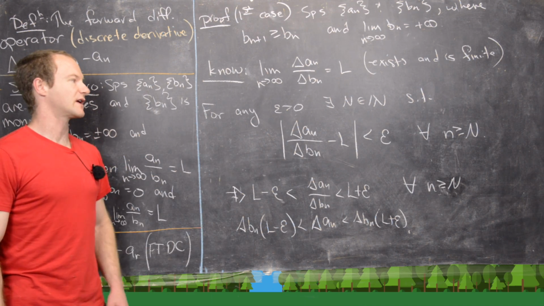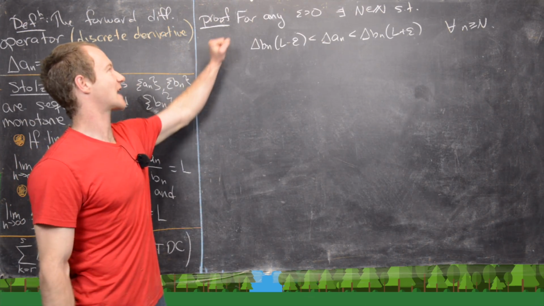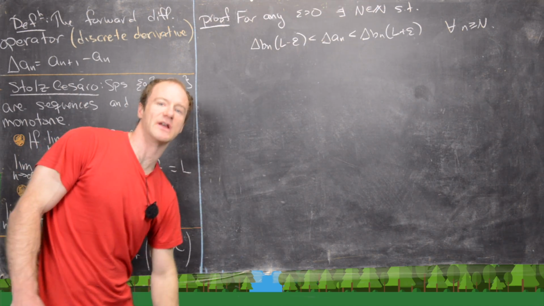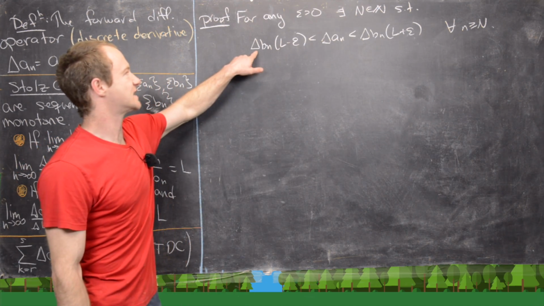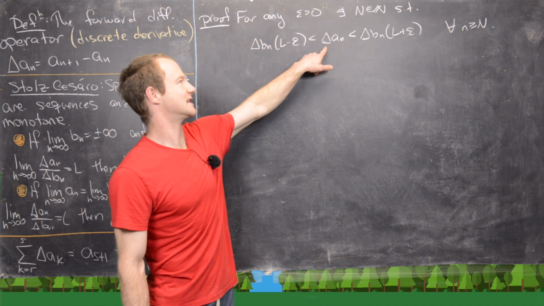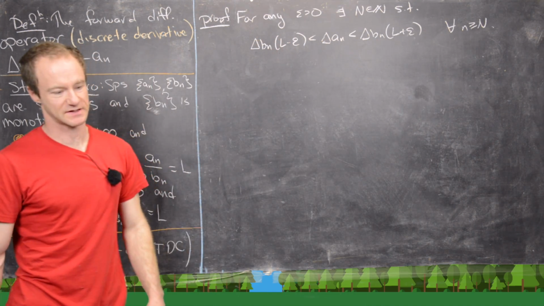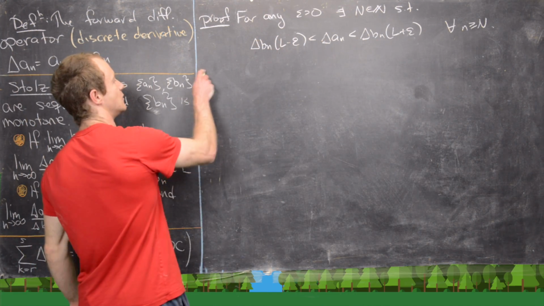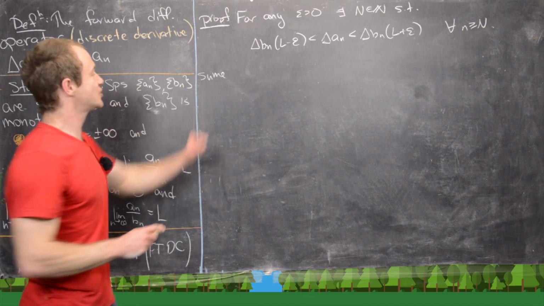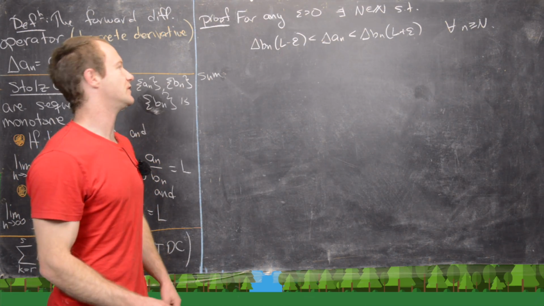I'm going to go ahead and bring that up, and then we'll continue on. Okay, so we left off with this fact. For any epsilon bigger than 0, there is a natural number n such that delta Bn times L minus epsilon is less than delta An, which is less than delta Bn times L plus epsilon. Now, the next thing that I want to do is I want to sum, and I should say, that is for all n bigger than or equal to this capital N.